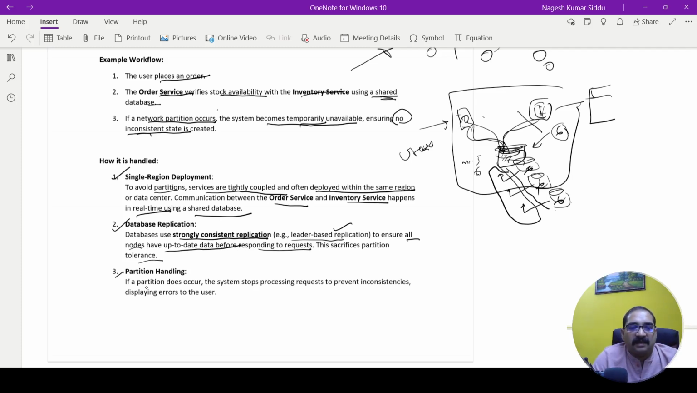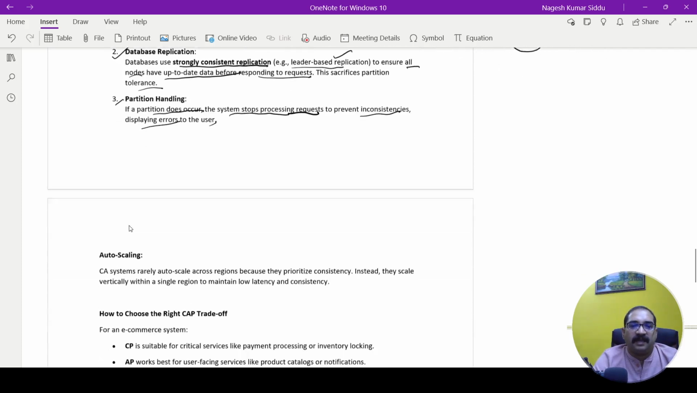Now, how does it handle a partition? If a partition does occur, in fact, we can't prevent it. If the partition does occur, the system stops processing requests to prevent inconsistencies, and displays an error to the user. It seems like a monolithic application, right? So I have one database, we have multiple services, and if the network fails, then it throws an error that we could not reach it, or some database is down, or a network failure error like server is busy, or errors like 404, different types of errors. So it is the same as a monolithic application.